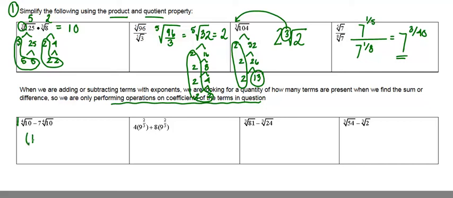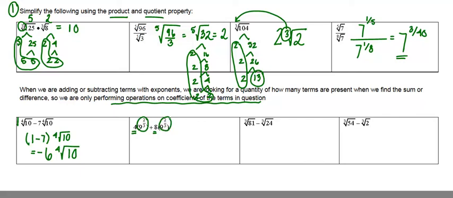Now, if I look at this first example, I have 1/4 root of 10, and I'm subtracting 7/4 roots of 10. So I can say, well, I know I'm using 1 minus 7 times the 4th root of 10, and I can simplify this. 1 minus 7 is negative 6. So my final answer is negative 6 times the 4th root of 10.